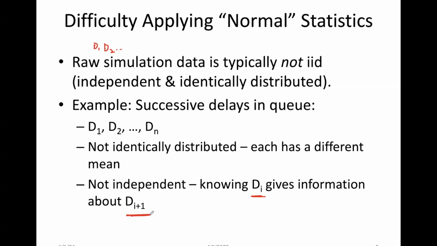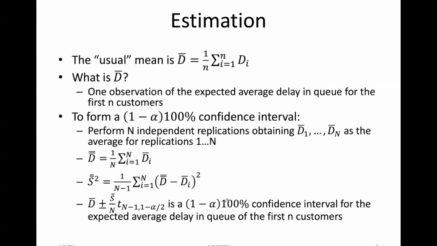Again, coin flips are independent, because if I flip a fair coin 5 times and get 5 heads in a row, what's the probability I get a head on the next one? It's still 0.5 because they're independent. But here, if I have a large delay, then the chances are the next one is also going to be large. Okay. So having said all that, how can we do business?